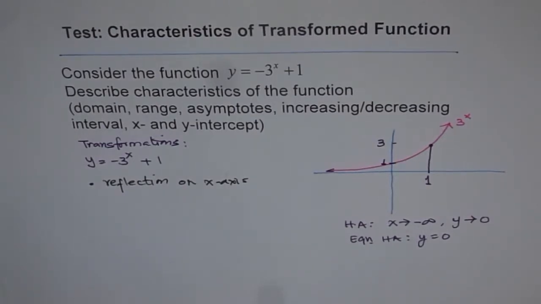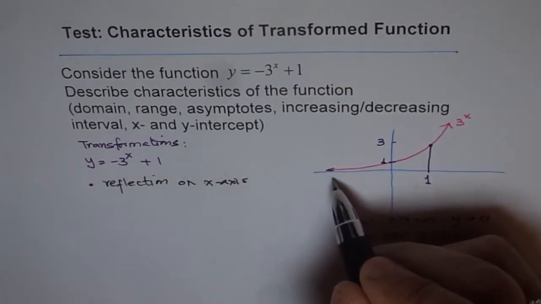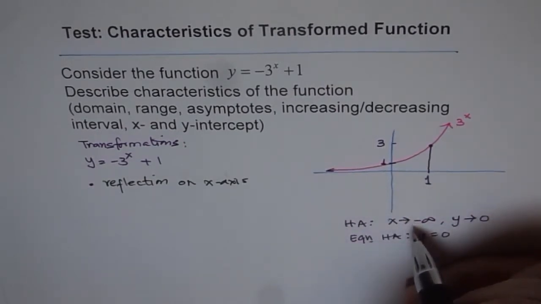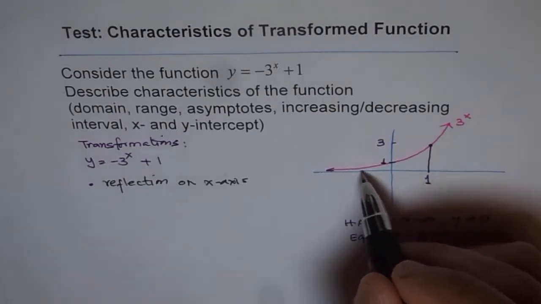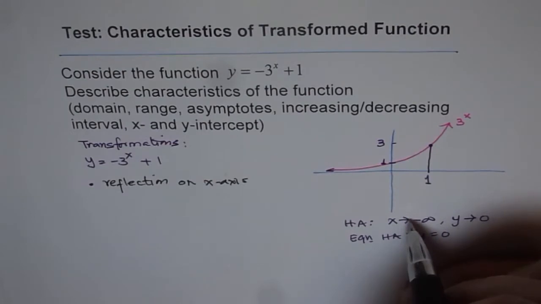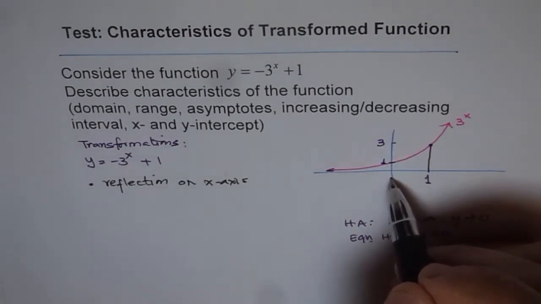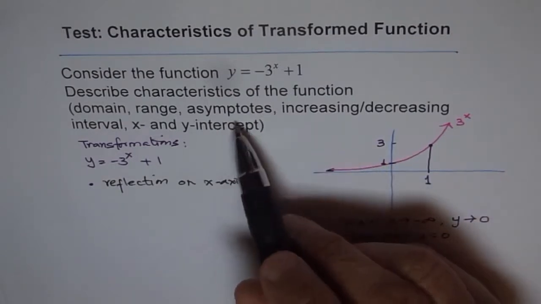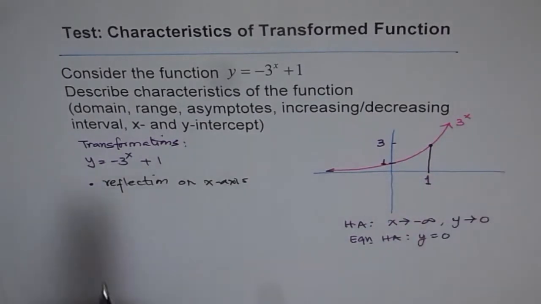Now if I reflect it on x-axis, what really happens is the range changes. Earlier the range was greater than 0, but now it becomes less than 0. That is the major effect. Direction of increasing changes. Earlier the function was increasing all throughout, now it becomes decreasing all throughout. The y-intercept changes. Instead of 1, we have it at minus 1. You see? So many parameters change for the transformed function just by doing this minus.